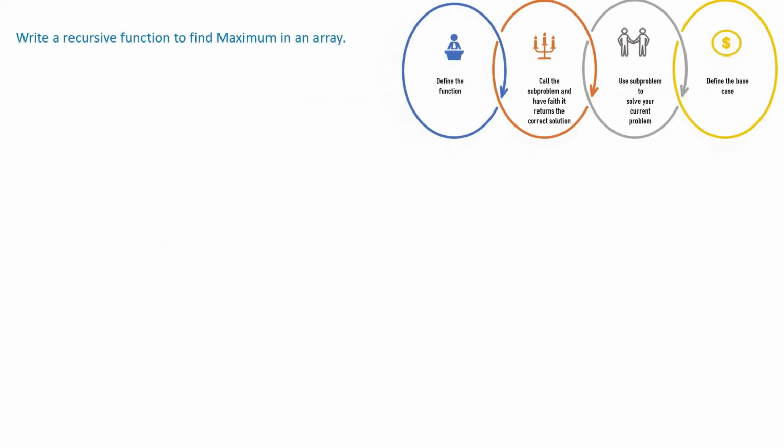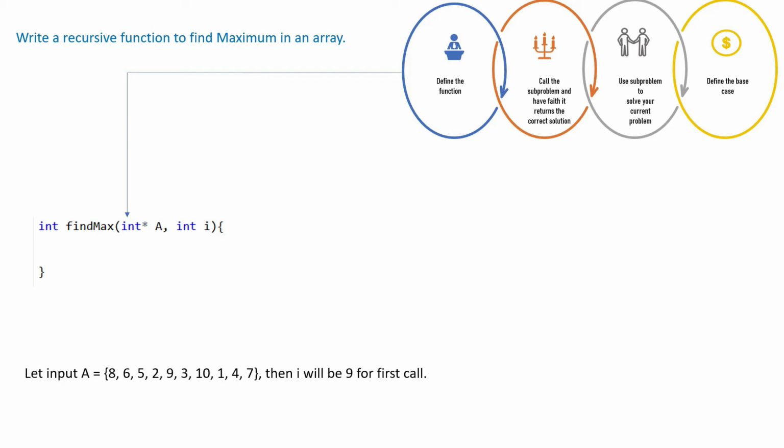In the first example, we need to write a recursive function to find the maximum in an array. In step 1, we will define the function. The function takes an input array and the index of the last element. For example, the given array, A, has size 10. So the value of the last index is 9. That is why we will send I equals 9 as input parameter.